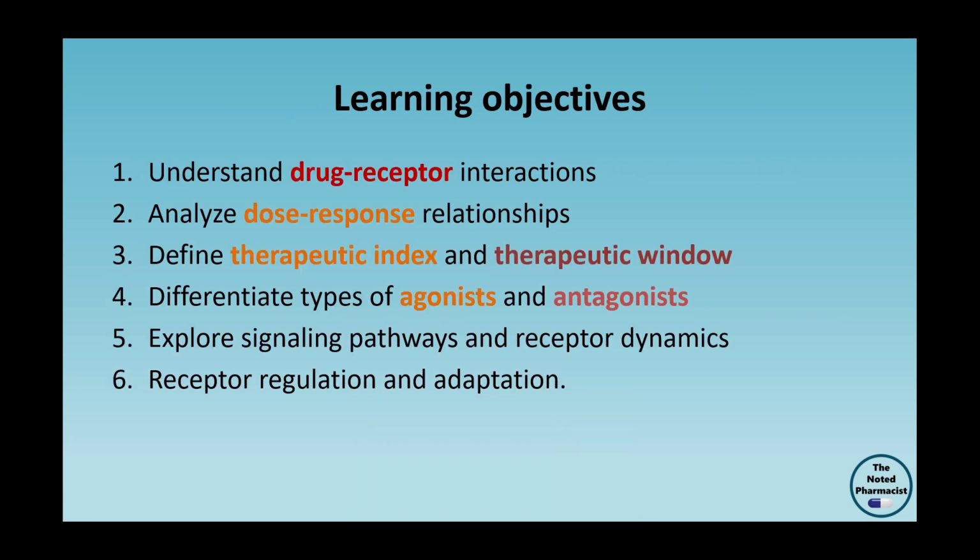By the end of this video, you'll understand key drug receptor interactions, that is how drugs target specific receptors and initiate cellular effects. Dose-response relationships, which is the quantitative analysis of drug concentration and biological response. Therapeutic index and therapeutic window, which is important in defining therapeutic safety for optimal dosing. Types of agonists and antagonists, focusing on their mechanisms, clinical examples, and importance in drug selection.